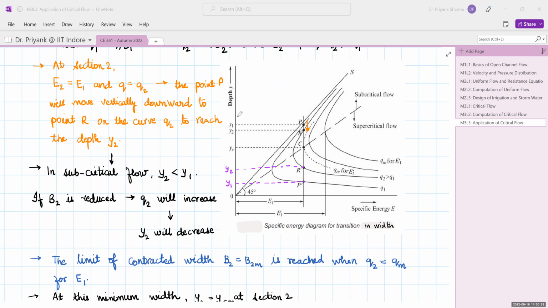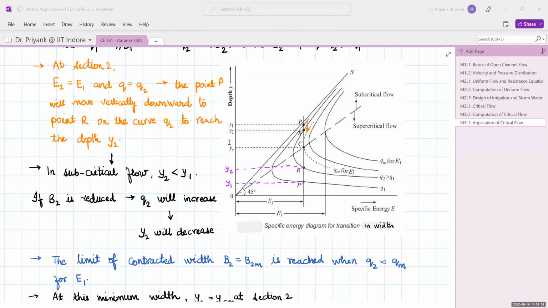So if you go on reducing the width B2, your discharge per unit width will increase that much, because this is inversely related to your width. So the more you reduce the width, this discharge would increase, and consequently this Y2 will decrease. So it will go on decreasing. You can see these are the curves for small q. So as the small q would increase, it will go on falling on this particular curve, and that would result in decrease of the Y2 depth.